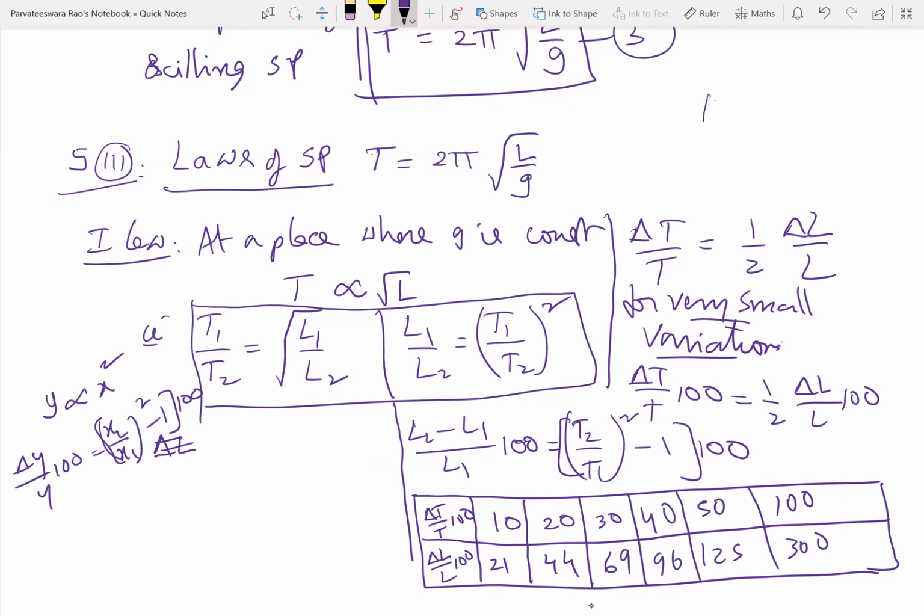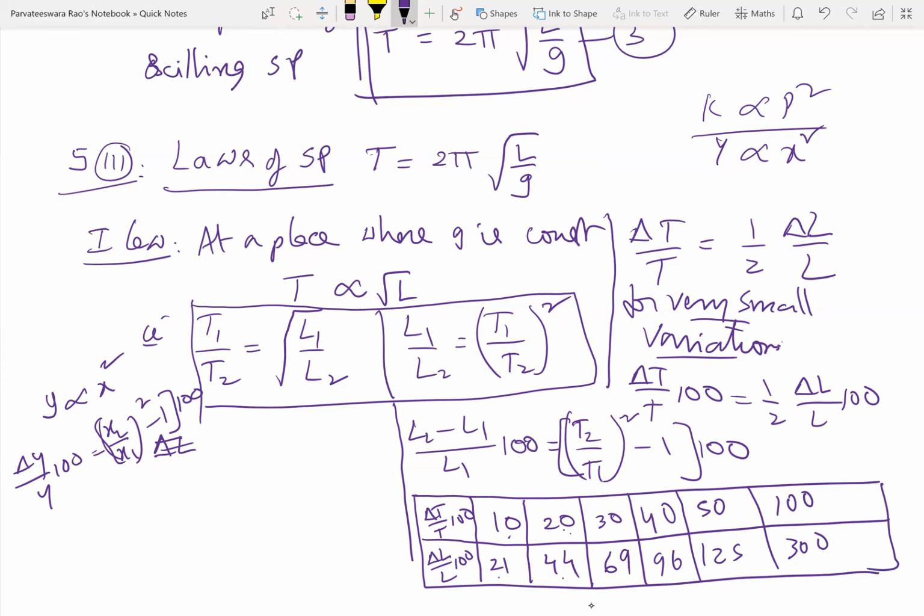I gave this relation, K varies directly as p square. There I said, wherever you find a relation y varies directly as x square, you have to apply this. They are the same relation. Now, if you want a 10% increase in time period, length should increase by 21%. If you want a 20% increase in time period, length should increase by 44%. And so on.